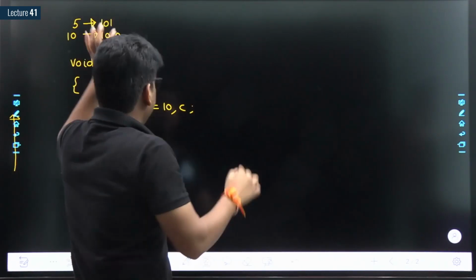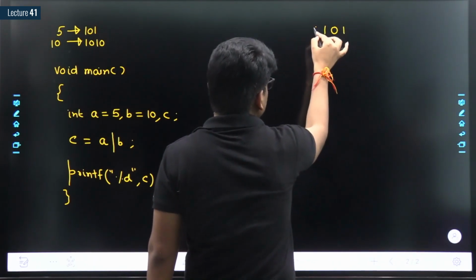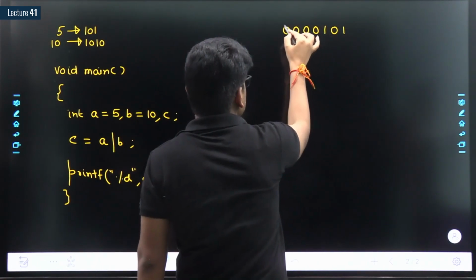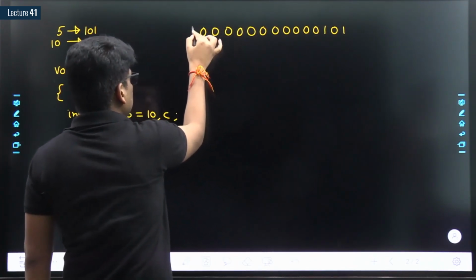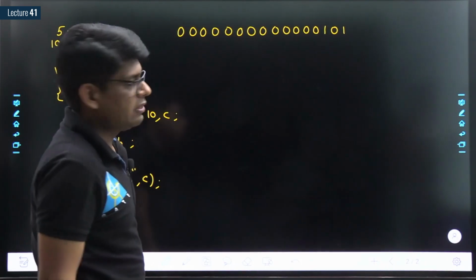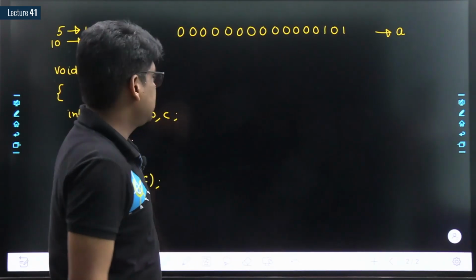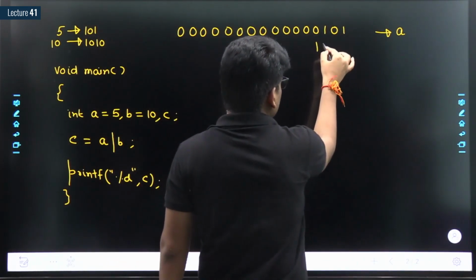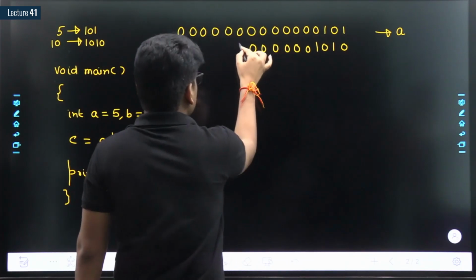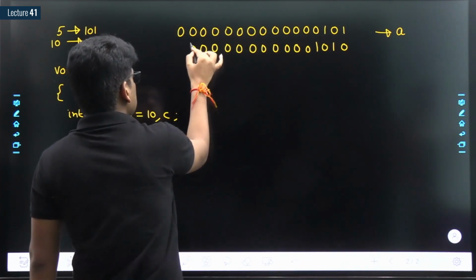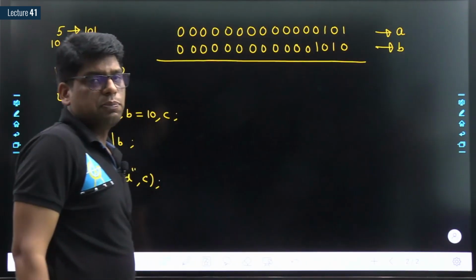So, let me first represent 5 in 16 bits. We have 1, 0, 1, and then the remaining bits up to 16 are zeros. So, this is 5. This is our number A, the first operand in binary. Similarly, if I represent 1010, or 10, in 16 bits, we will get something like this, with leading zeros. Now we have both of our operands in corresponding binary.